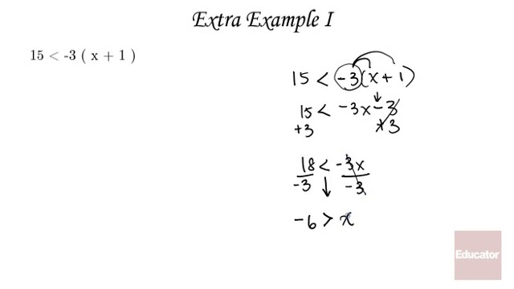And in algebra, we generally write the variable first. So I'm going to flip it around x. And notice that the closed side is facing x. So I'm going to make sure the closed side is still facing x, negative 6.